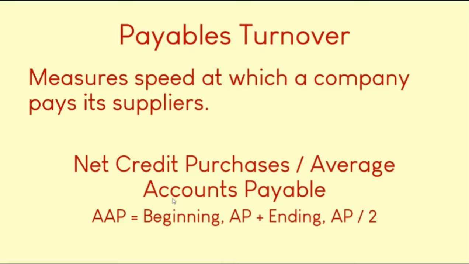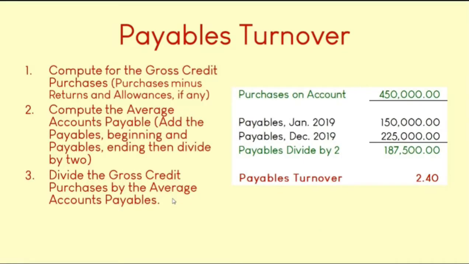So, and then we need our average accounts payable. So we need the beginning accounts payable and the ending accounts payable. Then we have to add those two and divide them by 2 so that we would get the value of our average accounts payable. So let's put that into the problem. Our first step is to compute for the gross credit purchases. So purchases minus any returns and allowances. Kung hindi given ang purchase returns and allowances and purchase discounts, then we're just going to use the purchases on account, that is the gross amount.